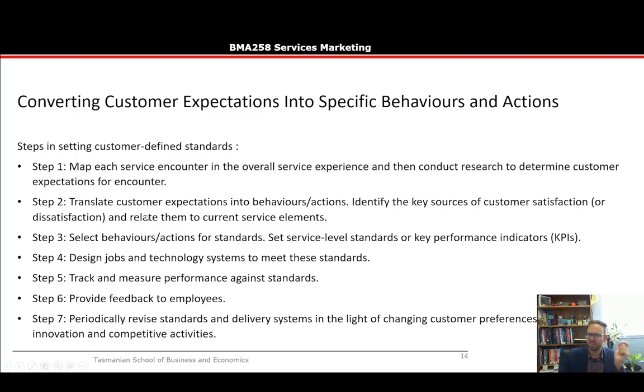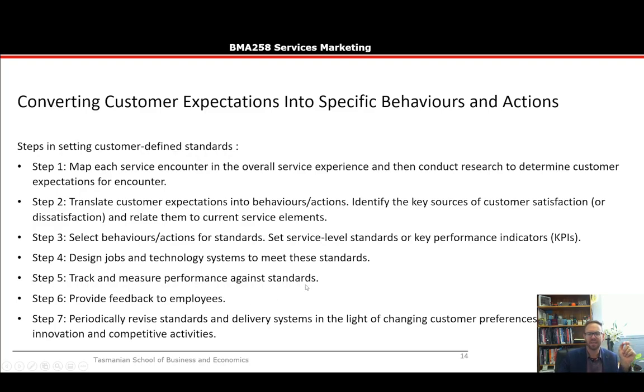Identify the key source of customer satisfaction, or of course dissatisfaction, and relate them to the current service elements. And then step 3, select behaviours or actions for standards, set the standard service levels or the key KPIs, key performance indicators. Then design jobs and technology systems to meet these standards. Can you see how designing the jobs comes after we work out what our customers want? So we don't have a job and then get that job to try and deliver what customers want. We work out what customers want and we design our jobs to meet their needs.